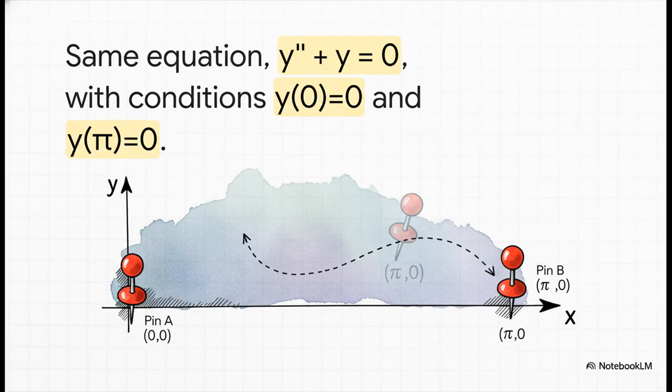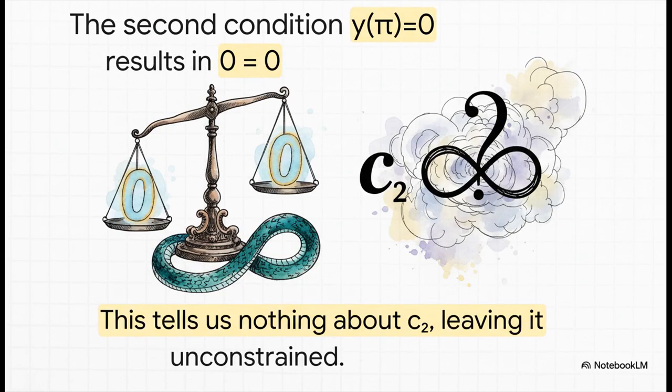And finally, we get to the most mind-bending case of all. Same equation, same start at y of 0 equals 0, but this time we're going to demand that the function also ends at 0. So y of pi has to equal 0. So what happens now? Again, that first condition makes c1 0. But look at the second condition.